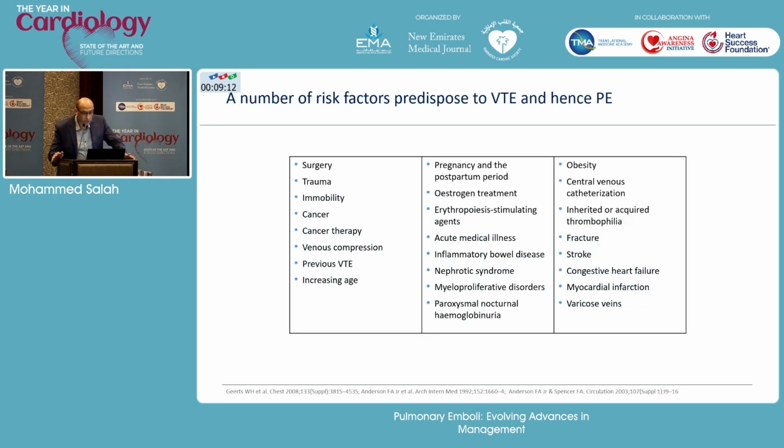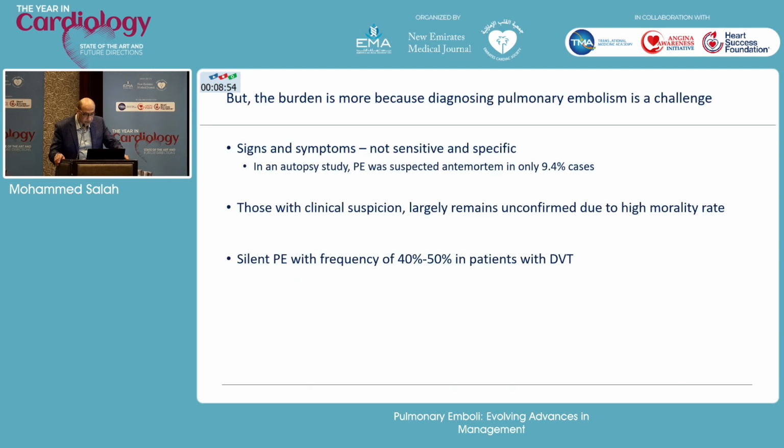What are the risk factors that predispose to VTE and hence pulmonary embolism? There are many risk factors. I'm sure that you know these factors better than me, like surgery, trauma, immobility, cancer, pregnancy, postpartum period, estrogen treatment, obesity, fracture, stroke. All these risk factors can predispose to pulmonary embolism and VTE.